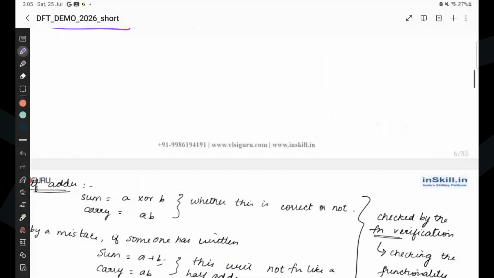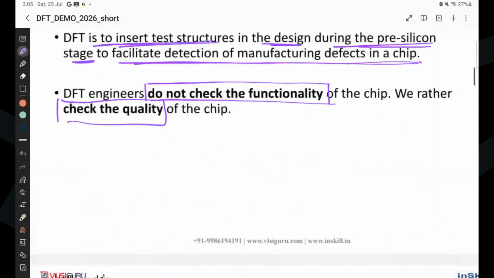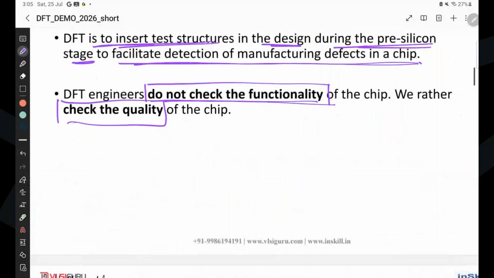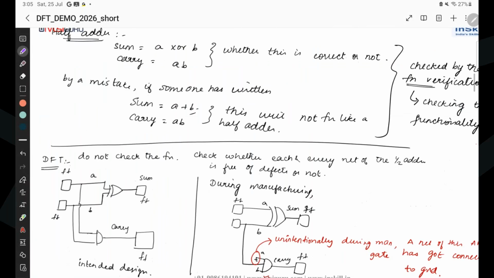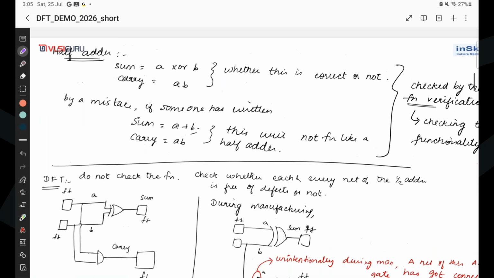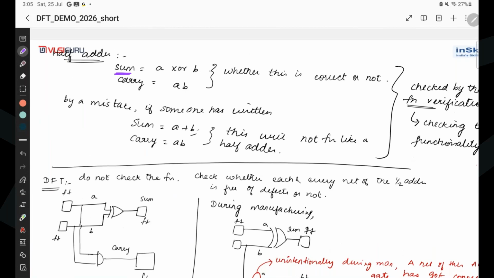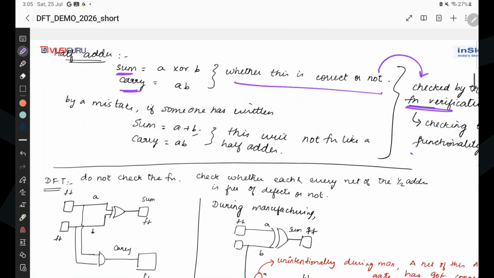DFT engineers do not check the functionality of the chip. We rather check the quality of the chip. So what does that mean? Let's try to understand. Consider a half adder design. The equation for a half adder will be sum is A XOR B, carry is AB. Whether this is correct or not is what will be checked by the functional verification team. So they will be checking the functionality.